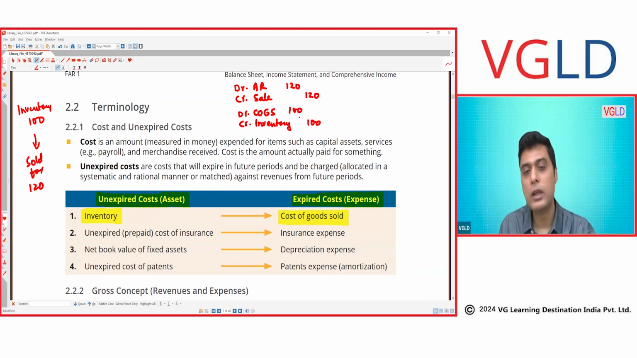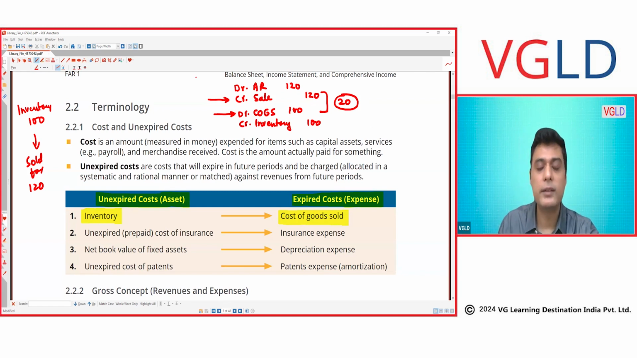Okay, so notice one thing, that we never pass an entry for the profit. Let me not call it profit, it's a gross profit or gross margin. We never pass an entry for gross profit or gross margin. Gross profit automatically gets captured by the system. Because on one hand, you are showing revenue at 120, on the other hand, you are showing cost of goods sold at 100. So the difference between these two, gross profit or gross margin, has already been captured by the system. There's no separate entry for gross margin. Anyway, that's a different discussion.